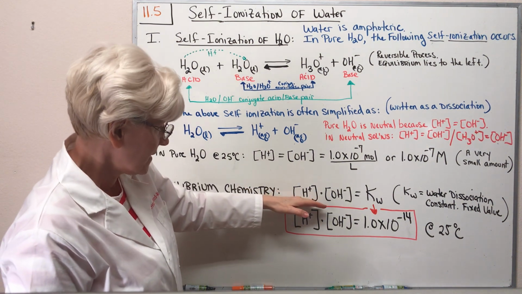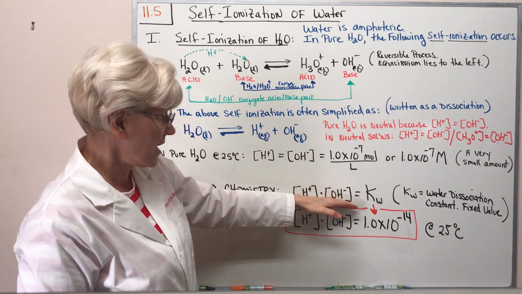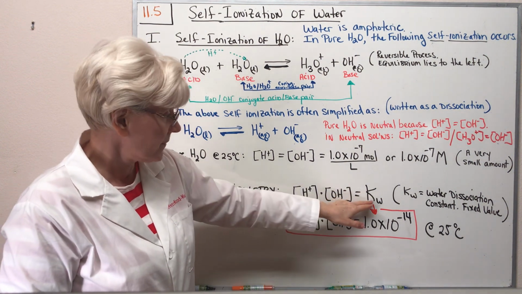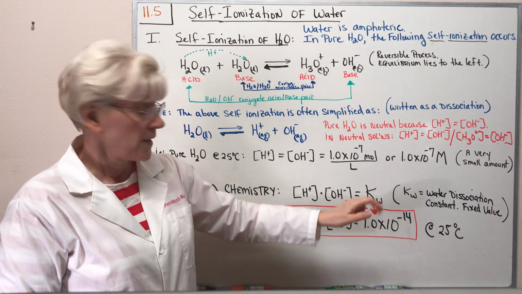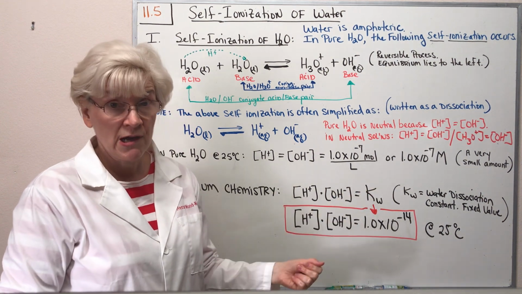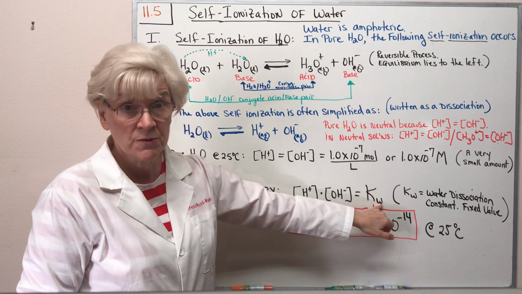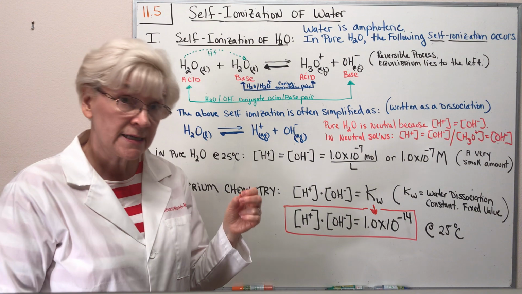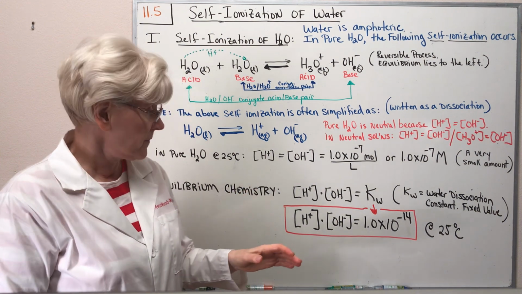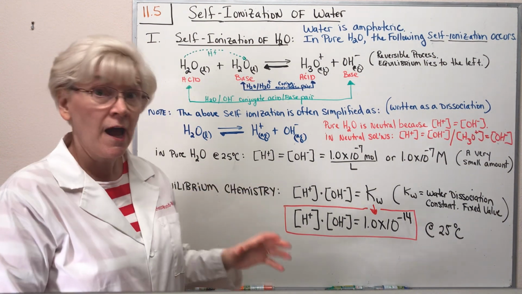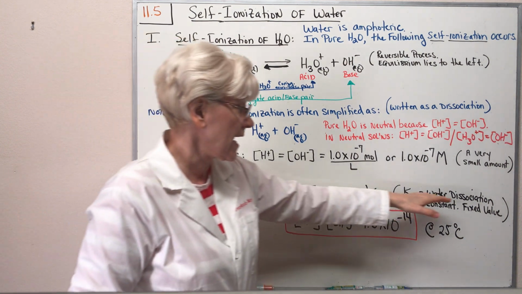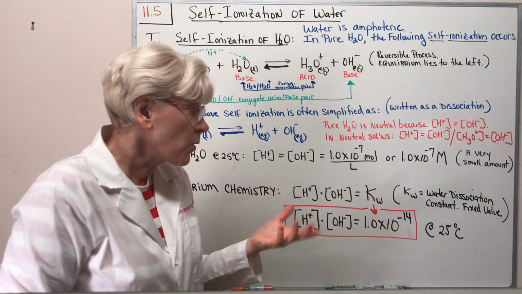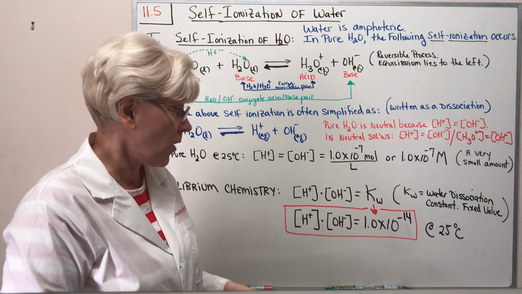you write the hydrogen ion concentration times the hydroxide ion concentration equals a constant. Capital K is referred to as the water dissociation constant. That's what the little w subscript is referencing. Water, it is a constant. It is an equilibrium constant, but because it involves water, a very important molecule, it has its own special name: water dissociation constant, or ion product constant for water.